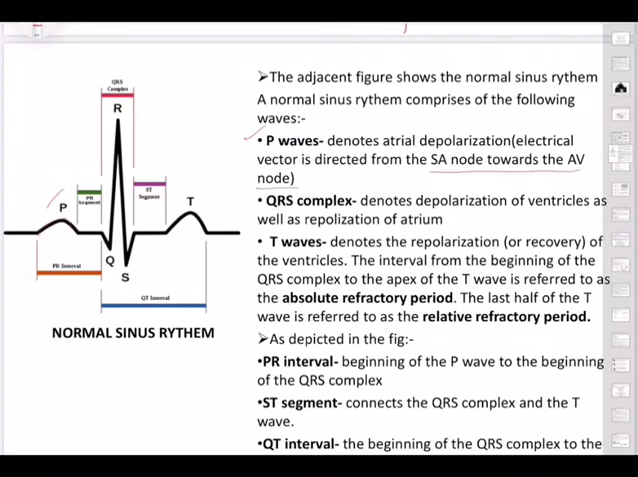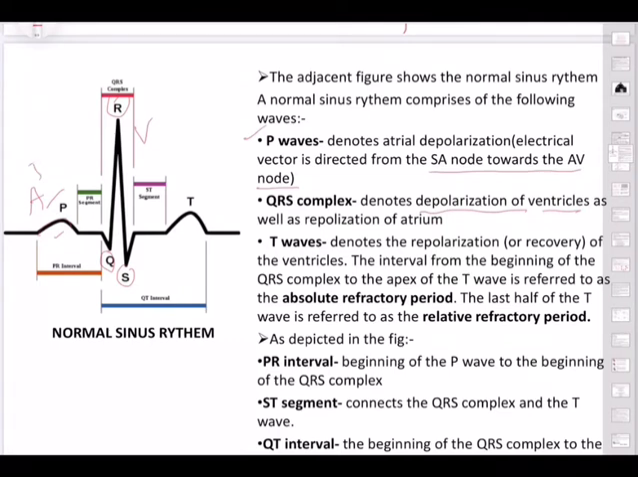So if there is any problem between the SA node and AV node within the auricles, the ECG will not depict the P wave like this. There will be distortion. So the cardiologist understands that there is some problem in the P wave, and it is directly indicating there is something in depolarization and some problem with the SA node or AV node. And the QRS complex. See, this is Q, and R and S. There is an upward wave. So the QRS complex denotes depolarization of the ventricles. See, if P is depicting the auricles, this is depicting the ventricles.